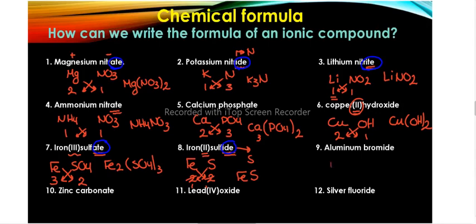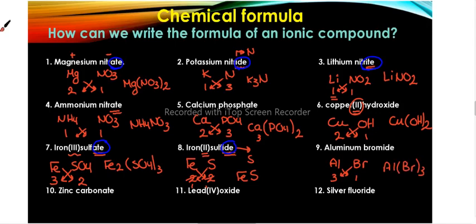Aluminum bromide, so it is Al, and you have the Br. Aluminum is in group number 3. The Br is a halogen, so it's a 1, group number 7. So this is Al, Br between brackets by 3.